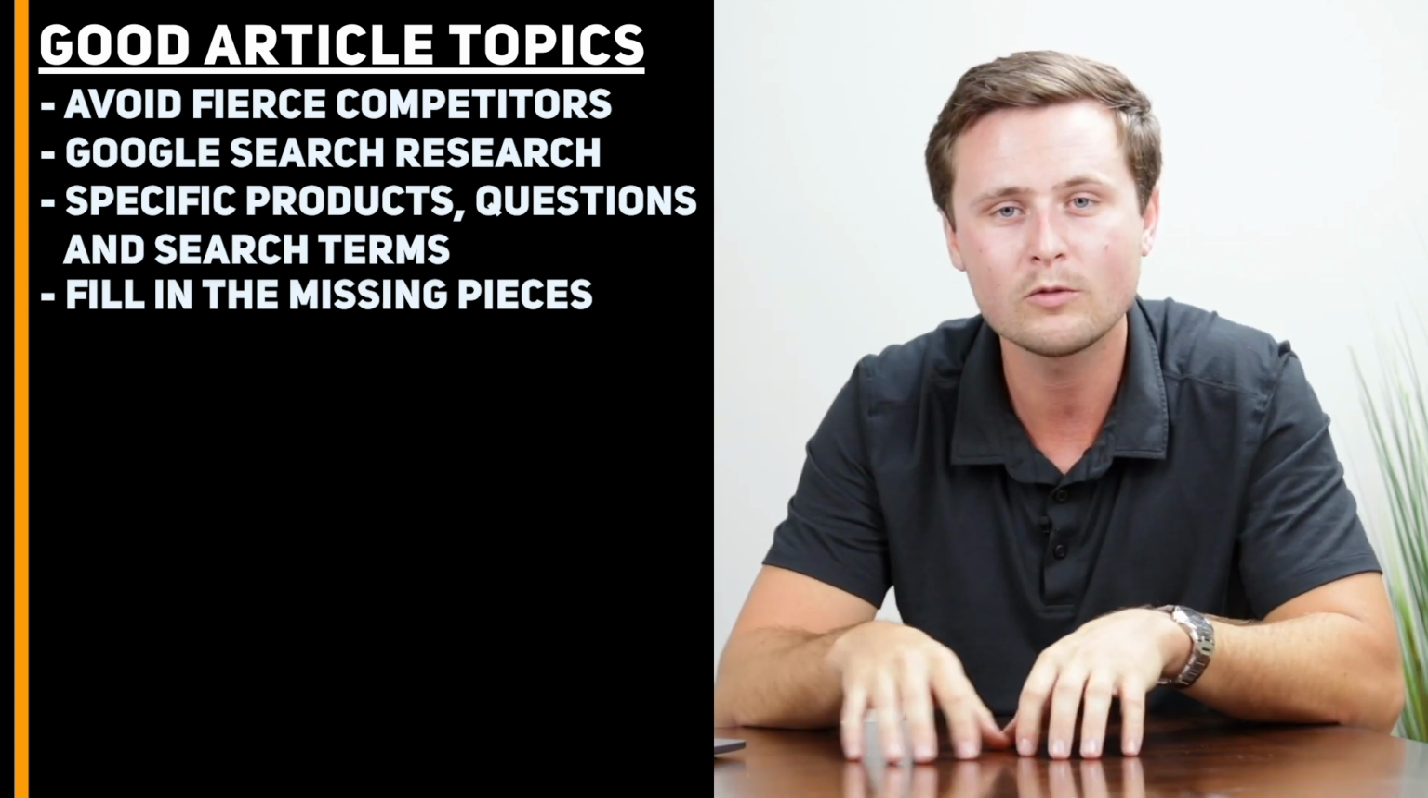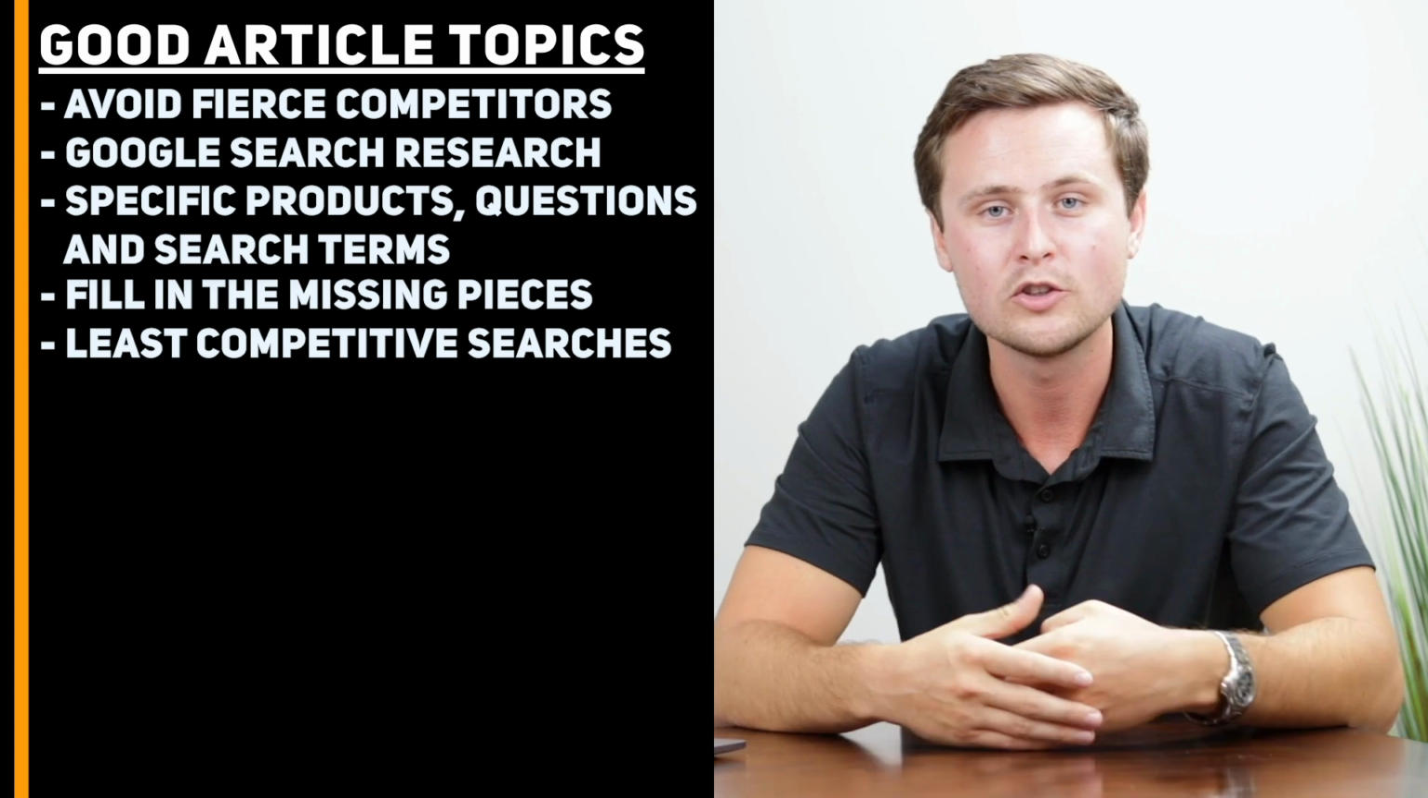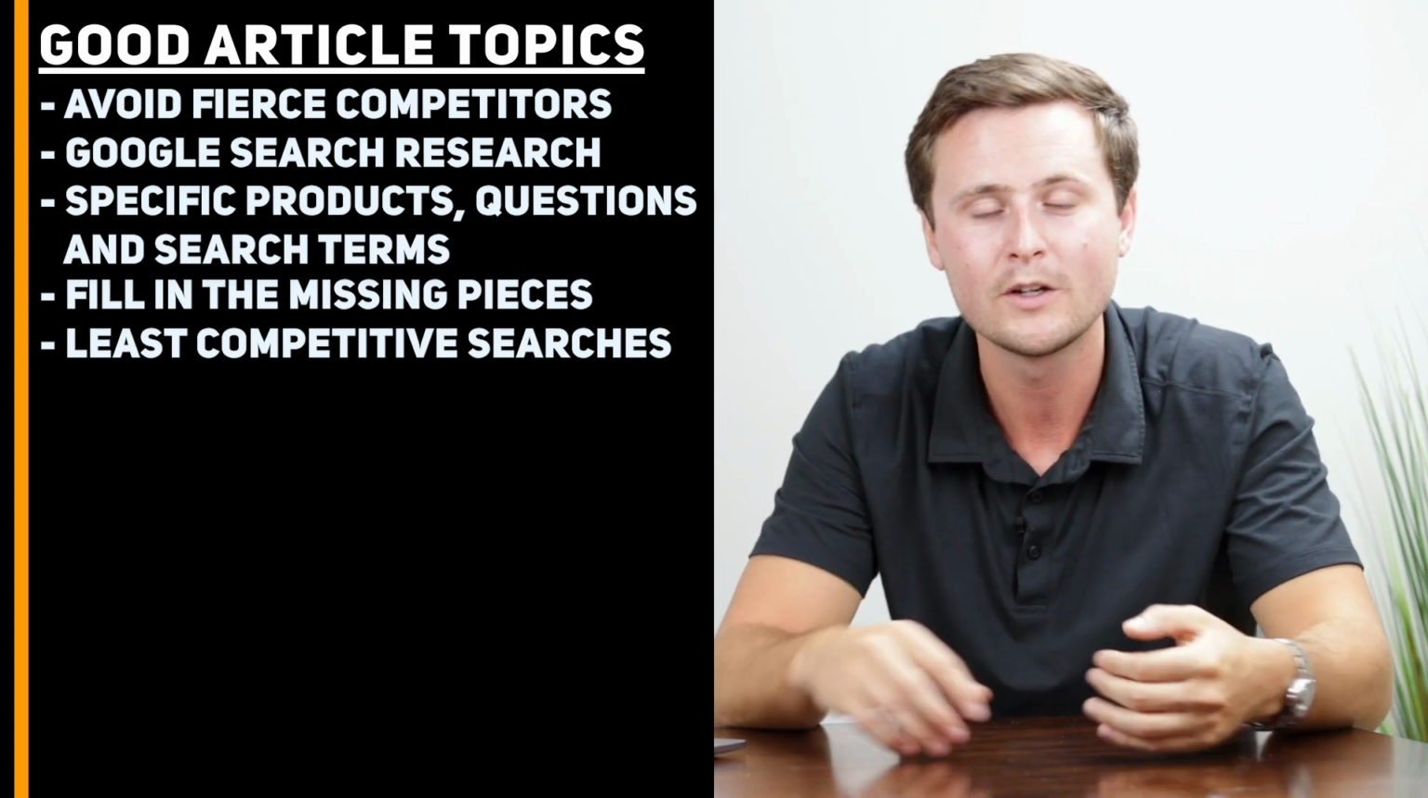In the beginning, you want to write articles for the least competitive searches. As your website starts to get bigger, you become more fierce of a competitor yourself, and you can start to outrank other websites on more competitive topics. So with that said, picking good article topics is tip number 1, but it brings us right into tip number 2, which is making sure that you're picking good titles.